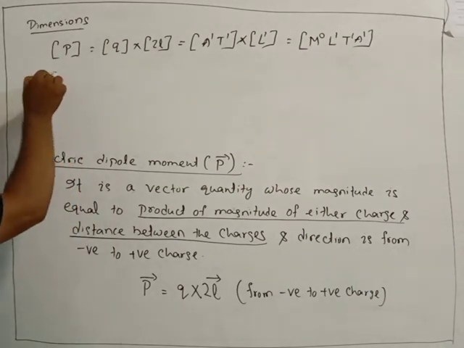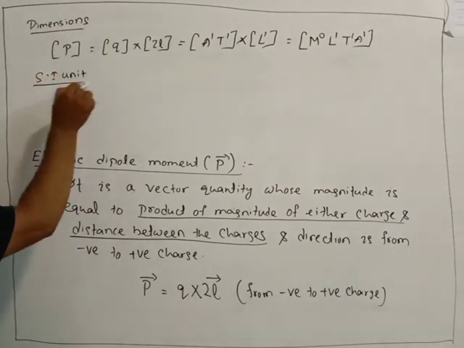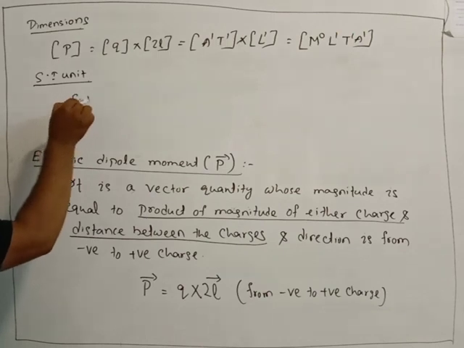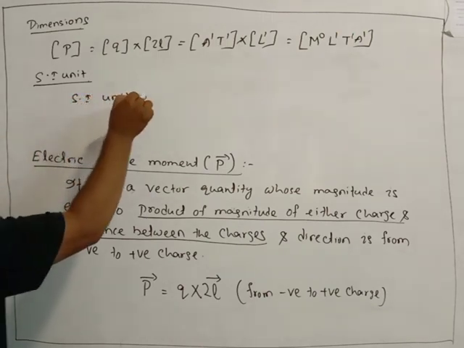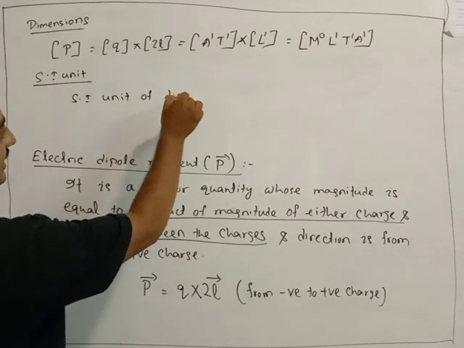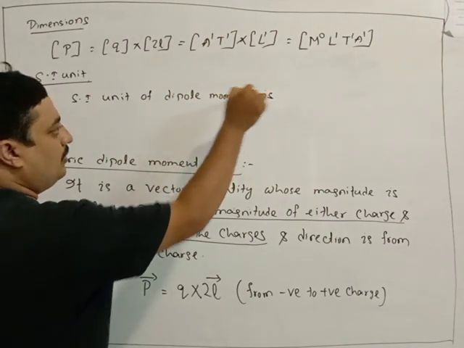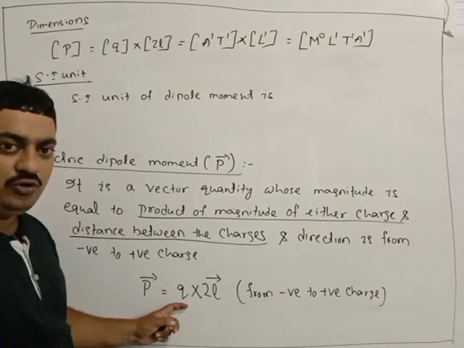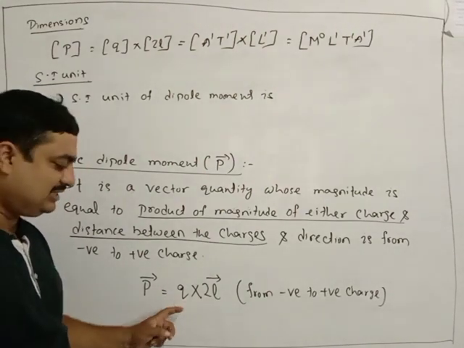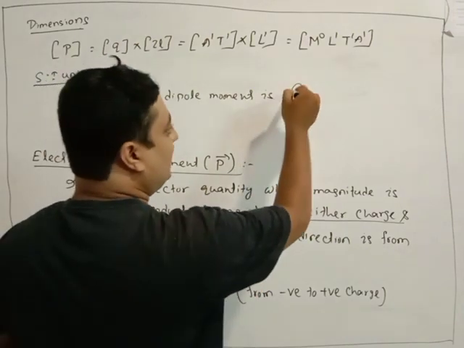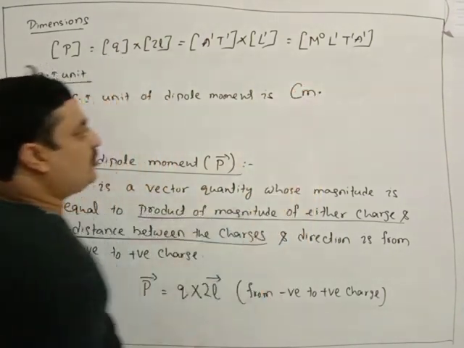Now if we go for SI unit, the SI unit of dipole moment: dipole moment equals q into 2l, that is charge into length. So SI unit is Coulomb into meter.